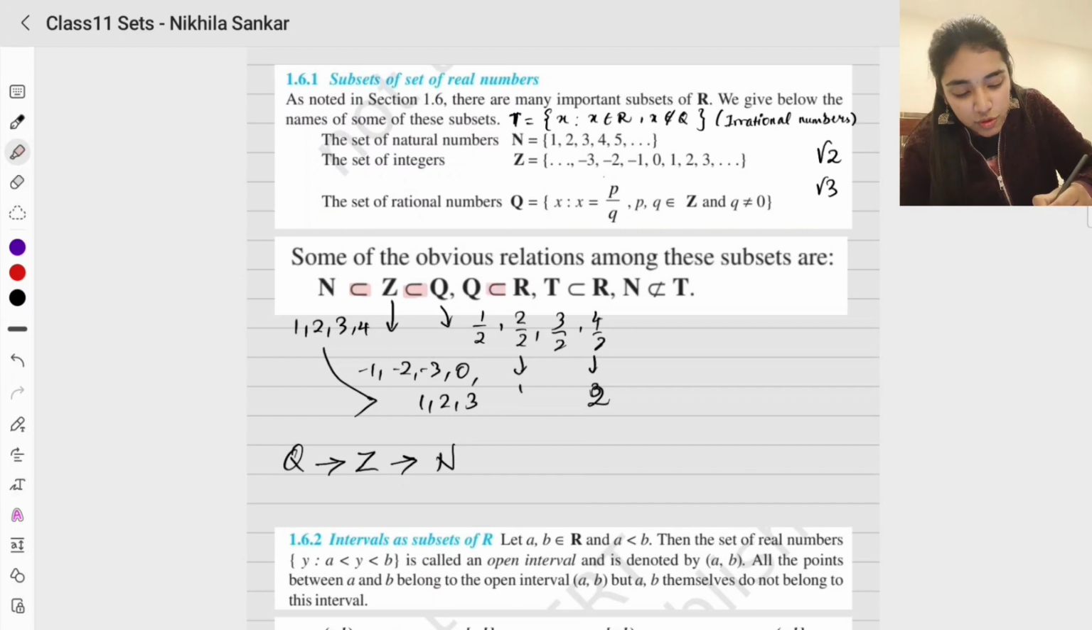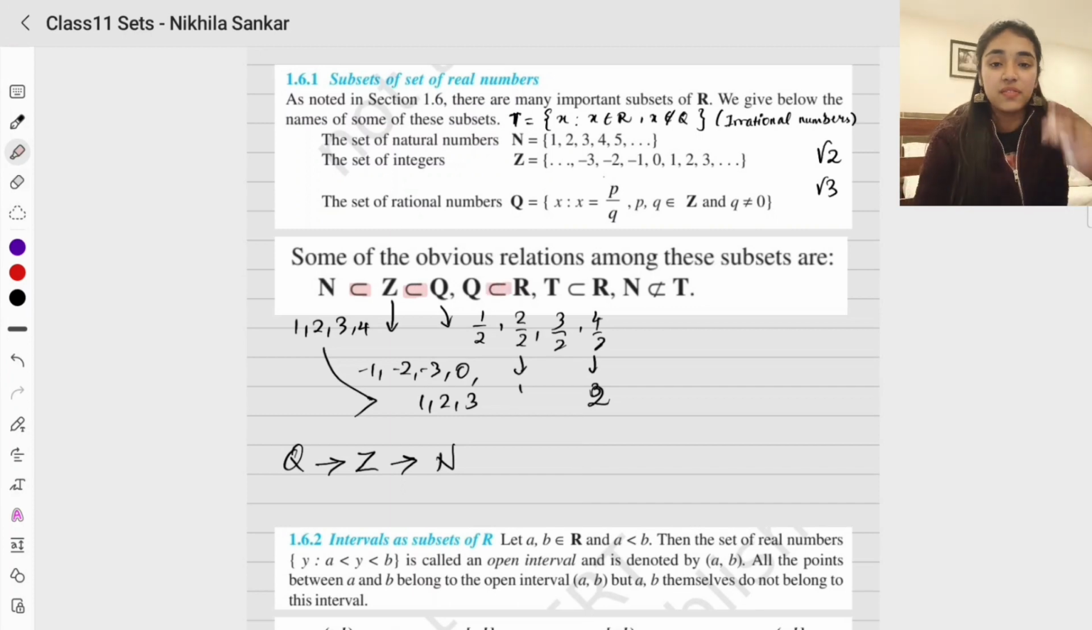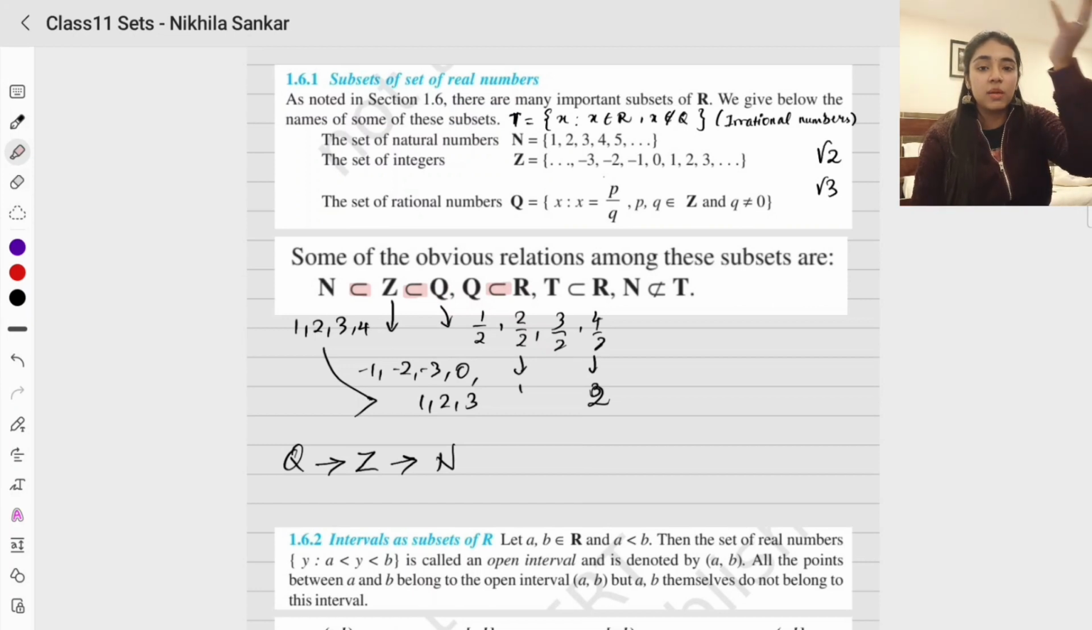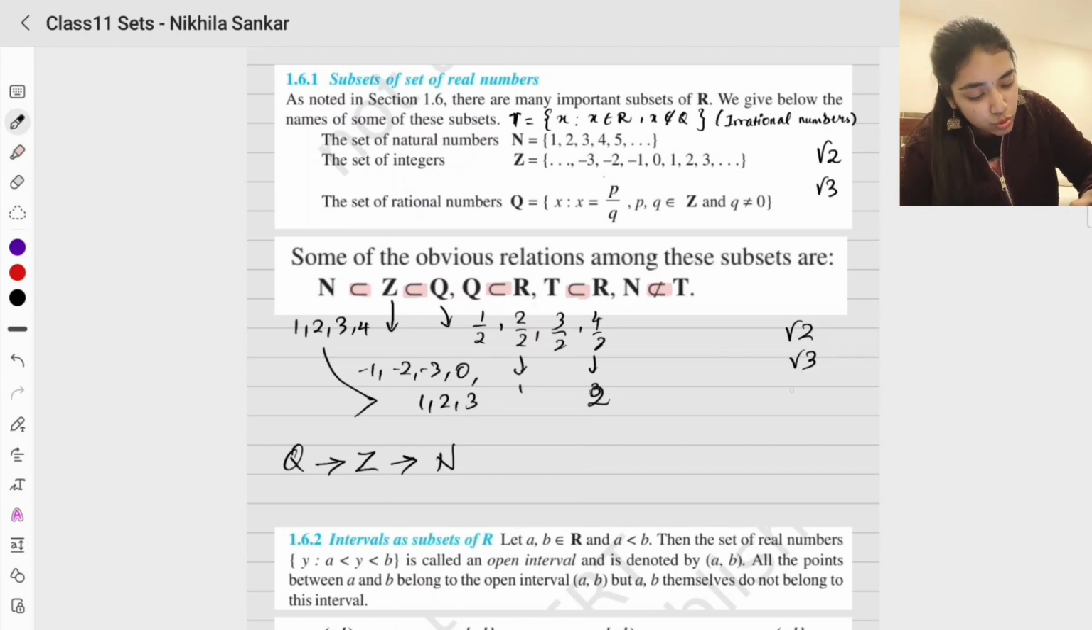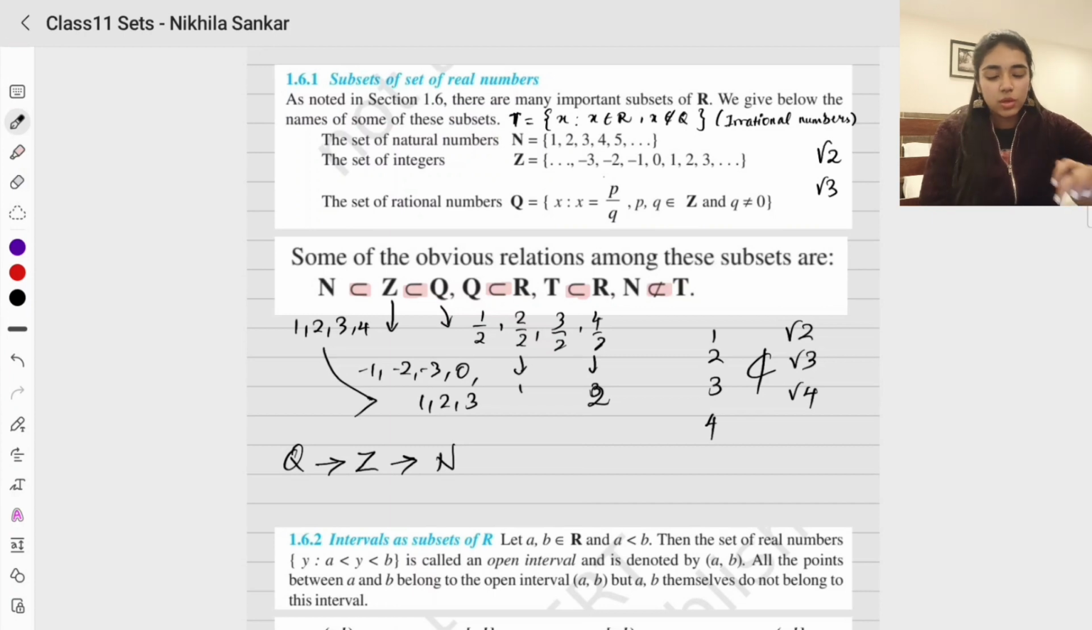In the same way, you should also know rational numbers are a subset of real numbers. Everything is a subset of real numbers. Real number is like a whole universal set. Everything is in it: integers, natural numbers, whole numbers, everything is included inside the real numbers. And irrational numbers are also a part of real numbers. That is what is given here. Natural number is not a part of T. Why? T is going to be root 2, root 3, root 4 like that. Natural number is going to be 1, 2, 3 and 4. So this is not a subset. You have to understand these few terminologies.